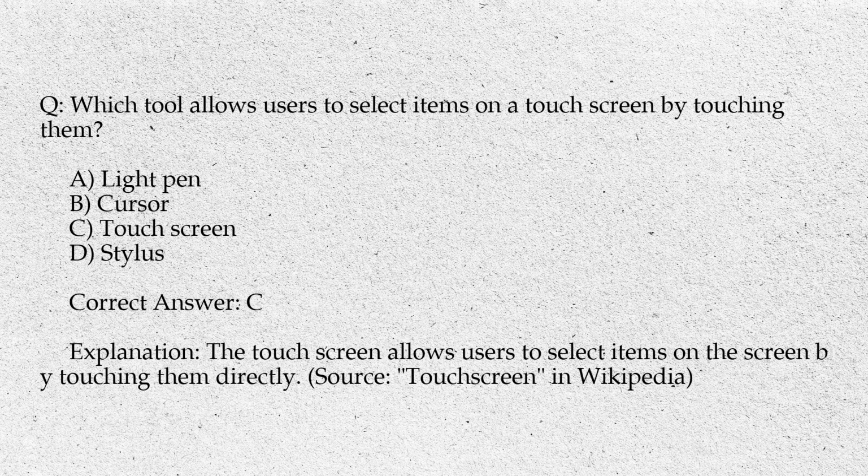said. Q. Which tool allows users to select items on a touchscreen by touching them? A. Light pen. B. Cursor. C. Touchscreen. D. Stylus. Correct answer, C. Explanation. The touchscreen allows users to select items on the screen by touching them directly. Source: touchscreen in Wikipedia.